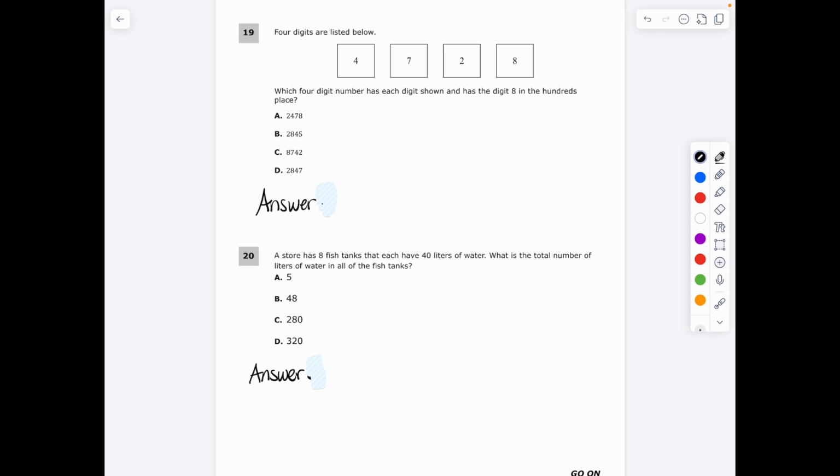Let's unveil 19 and 20. So here we go, check and see what you got. And starting off with 19, you have 4 digits. You want to write a 4-digit number that has the digit 8 in the hundredths place.